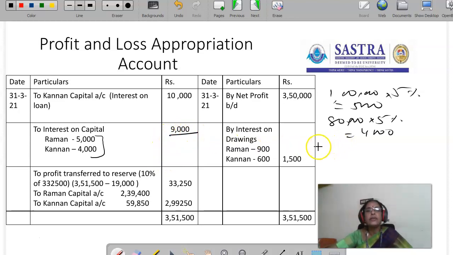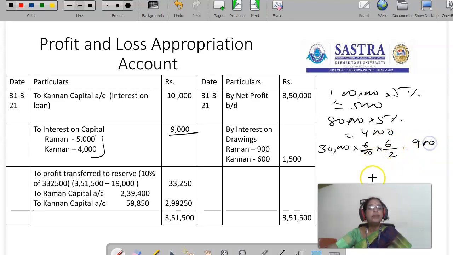Then interest on drawings. How much did they draw during that year? So the drawing of Raman is 30,000. The percentage is 6%. We have to calculate interest on drawings for 6 months only because the date is not given. So this is 900 rupees. Then the drawing of Kannan is 20,000.